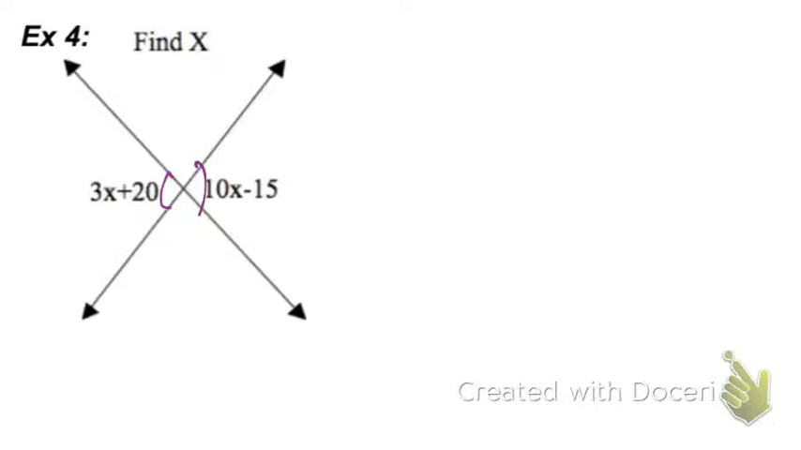So once again, when we hear congruent, our mind should be going crazy saying, oh, I need to set them equal. So we're going to set them equal: 3x plus 20 equals 10x minus 15. And we're asked to find x, so we're going to work on that.